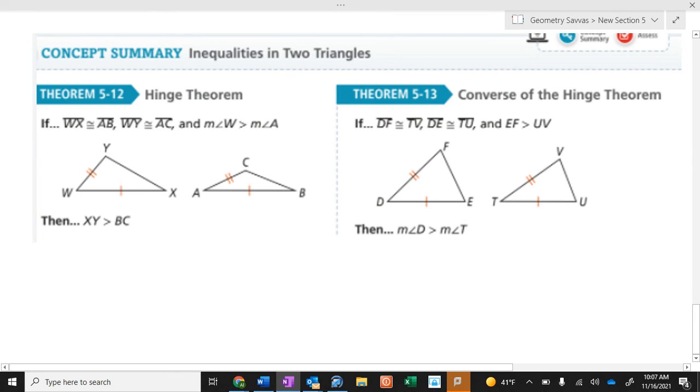Well, we looked at the hinge theorem, which says if this angle is bigger than this angle, then this side is longer than this side. And the converse to the theorem says if this side is longer than this side, then this angle is bigger than this angle. Pretty straightforward, right? Pretty straightforward, and you can get this down fairly easily.